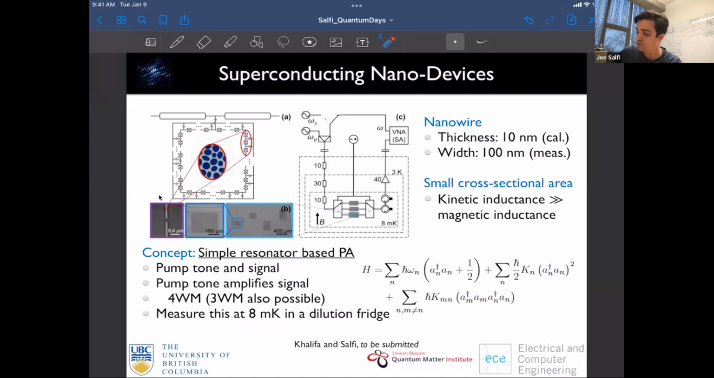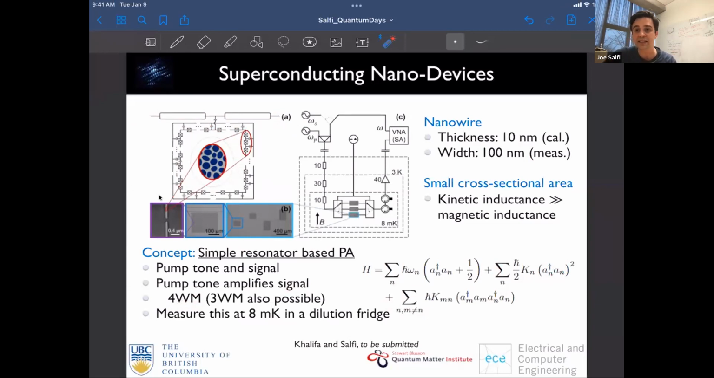The concept is to build a simple resonator-based parametric amplifier. Then we have a pump and a signal going through this top waveguide, and they interact with each other when they're inside of this cavity. And that allows us to amplify the signal by 4-wave mixing, and 3-wave mixing is also possible. So these are the two 4-wave mixing terms.